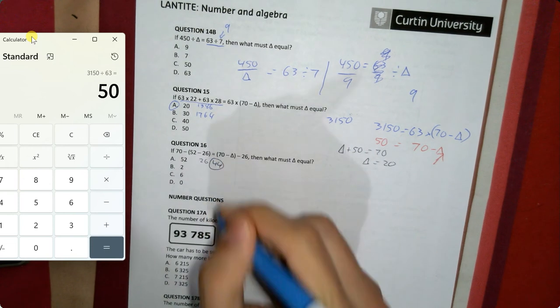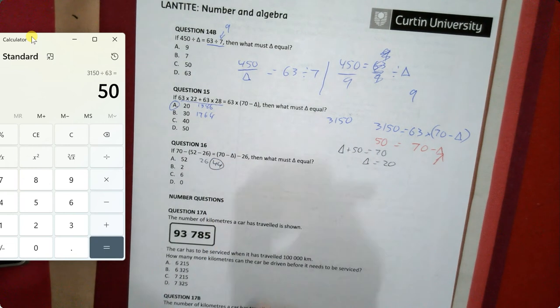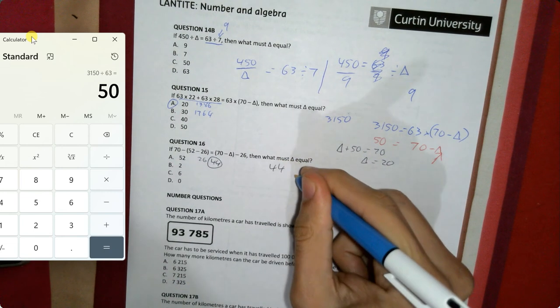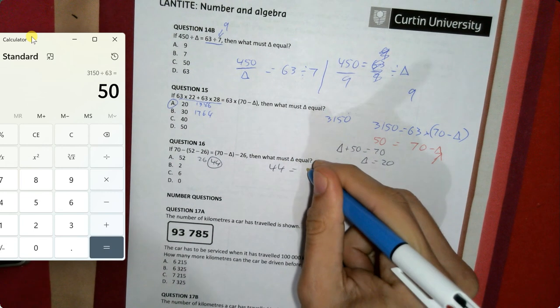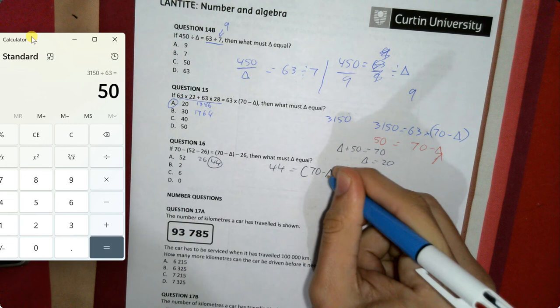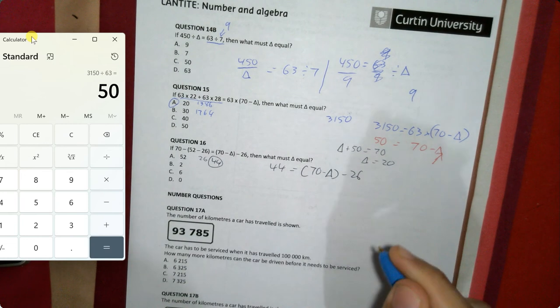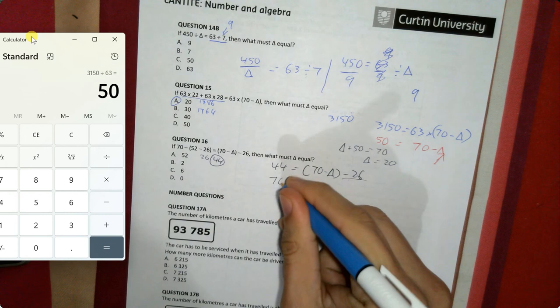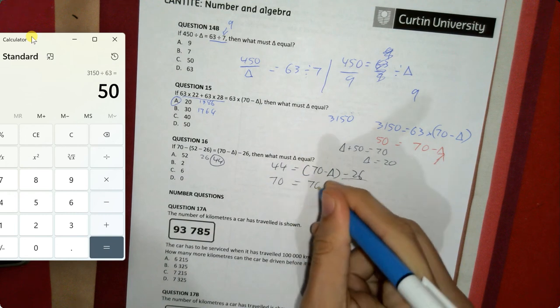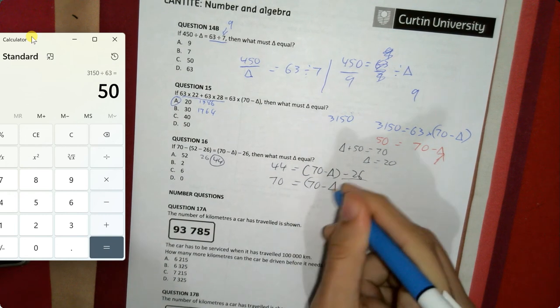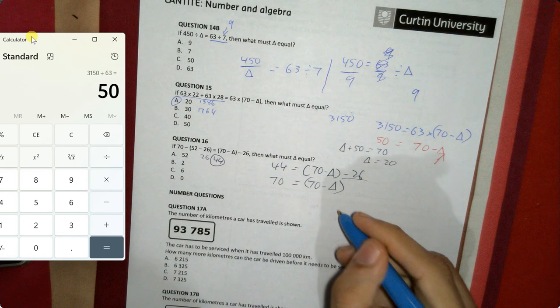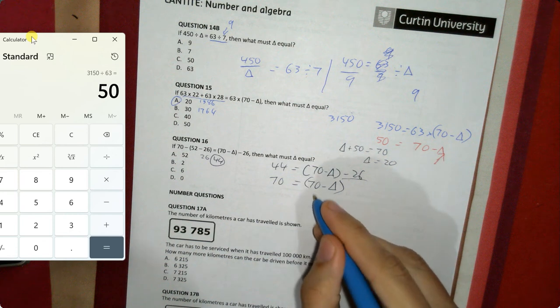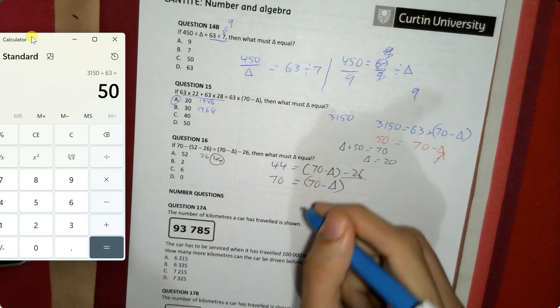So again, use your calculator to figure out that the left-hand side is 44. You then have 44 equals 70 take delta, take 26. I'm going to add 26 to both sides to make this disappear. So I'm going to get 70 equals 70 take delta. And again, I'm going to just take 70 from both sides.